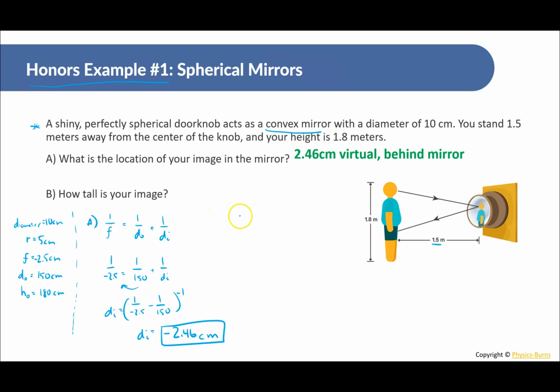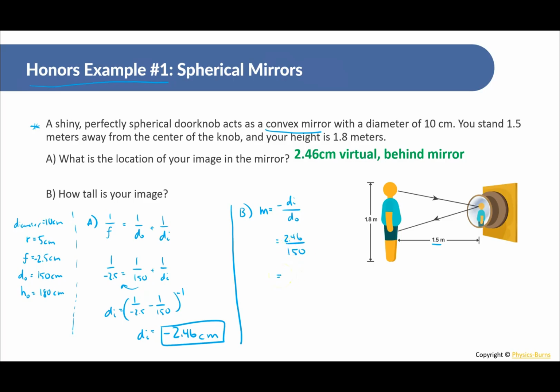How tall is your image? Part B. So we first need to find the magnification. A few ways we could do this. Well, actually, only one way. It's going to be negative distance of image divided by distance of object. So we're going to have two negatives. So on top is just going to be 2.46 turned into a positive. Distance of object is 1.5 meters or 150.